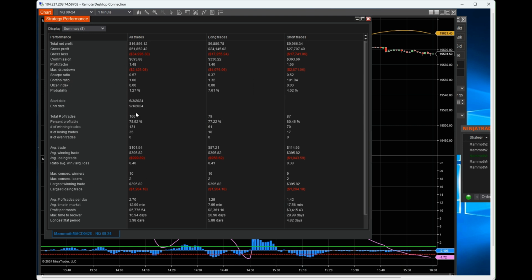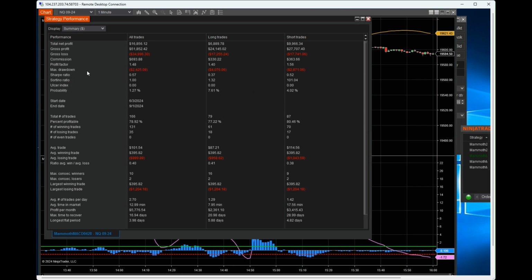In the last 60 days, the maximum consecutive losers in a row is 2, and the winners in a row is 10. Also, the profit factor is 1.48. That's okay, that's good, that's profitable. Anything below 1.4 is a little bit risky.